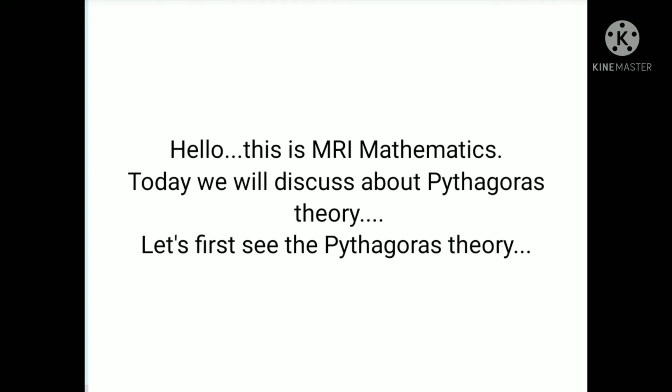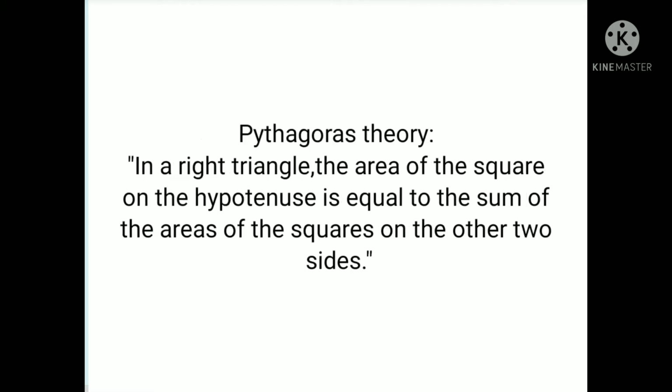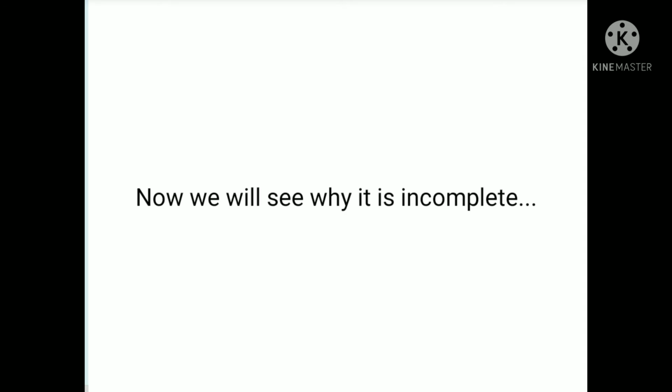Today we will discuss the Pythagoras theorem. I think the Pythagoras theorem is a little bit incomplete. I will tell you why, but let us first see the Pythagoras theorem. That is, in a right triangle, the area of the square on the hypotenuse is equal to the sum of the areas of the squares on the other two sides. Now we will see why it is incomplete.